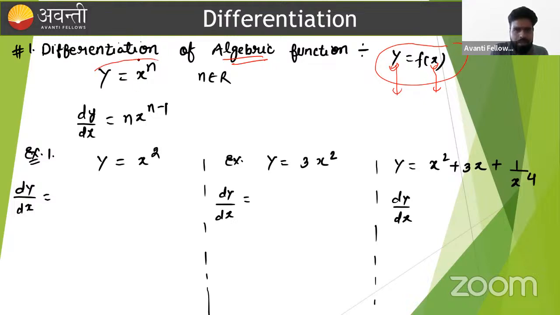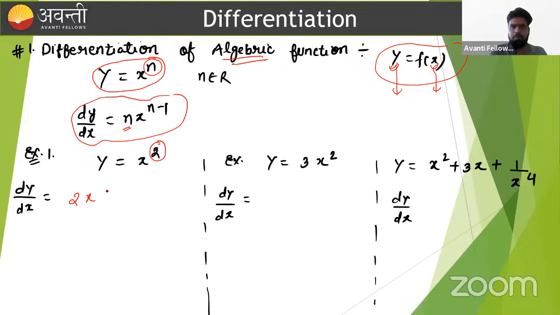If we choose an algebraic function, something like y equal to x raised to power n, then dy by dx will become n x raised to power n minus 1. Learn this formula. Whatever power is given, we have to put it in front and reduce the power by 1. In the same manner, if you want to calculate dy by dx of this function, what is the value of n here, beta? You can say 2. We have to put 2 in front of the variable and reduce the power by 1. So this will become 2x raised to power 1, that is 2x.